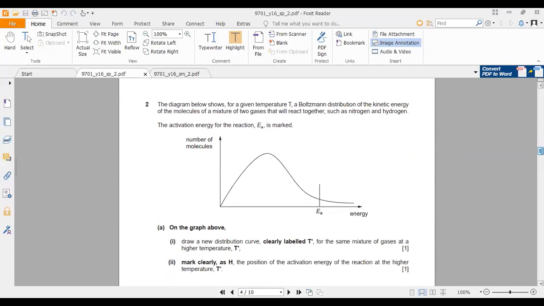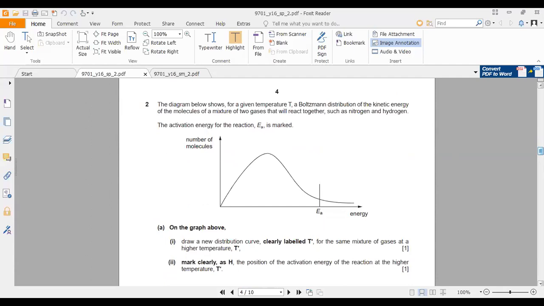Question number 2. Look at this. The diagram below shows, for a given temperature T, a Boltzmann distribution of the kinetic energy of the molecules of a mixture of two gases that will react together, such as nitrogen and hydrogen. The activation energy for the reaction, EA, is marked. So you see activation energy is marked.